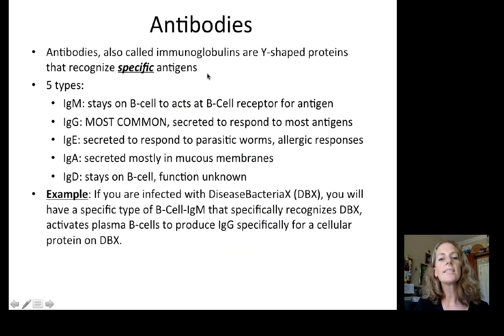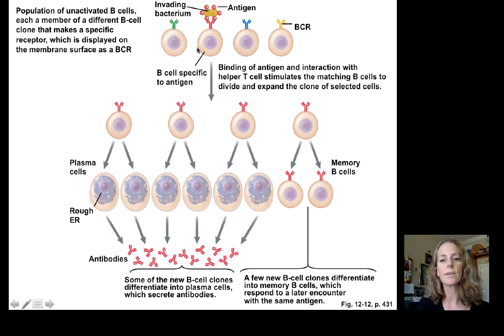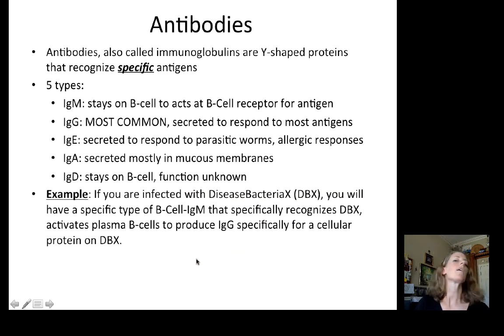So what is the significance of these antibodies that are produced by the plasma cells? Here's your bacteria, here's your B cell with a specific receptor for the antigen on that bacteria. Other B cells with other receptors will not be activated. That specific B cell will become activated and make plasma cells. Plasma cells will make antibodies, and the antibodies are also called immunoglobulins. They are Y-shaped proteins that recognize specific antigens.